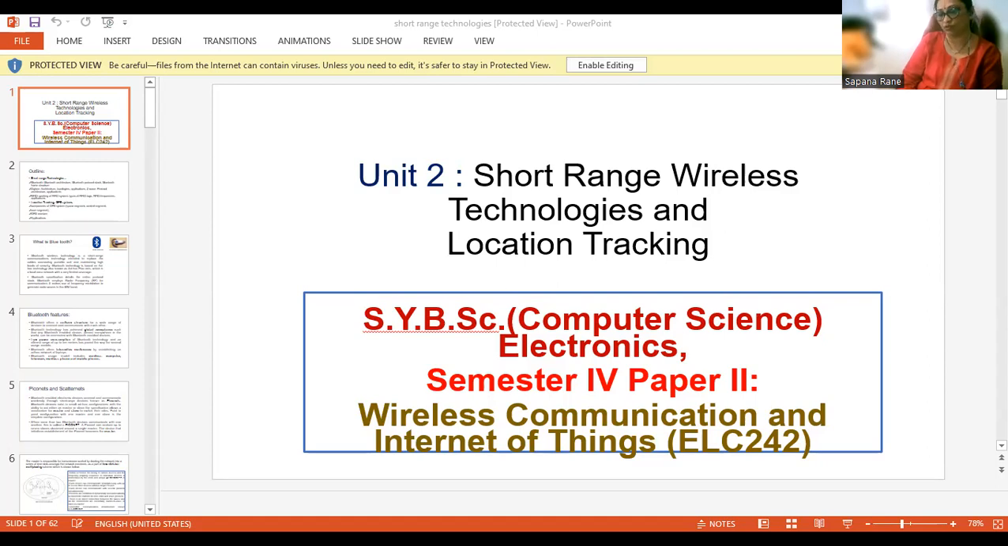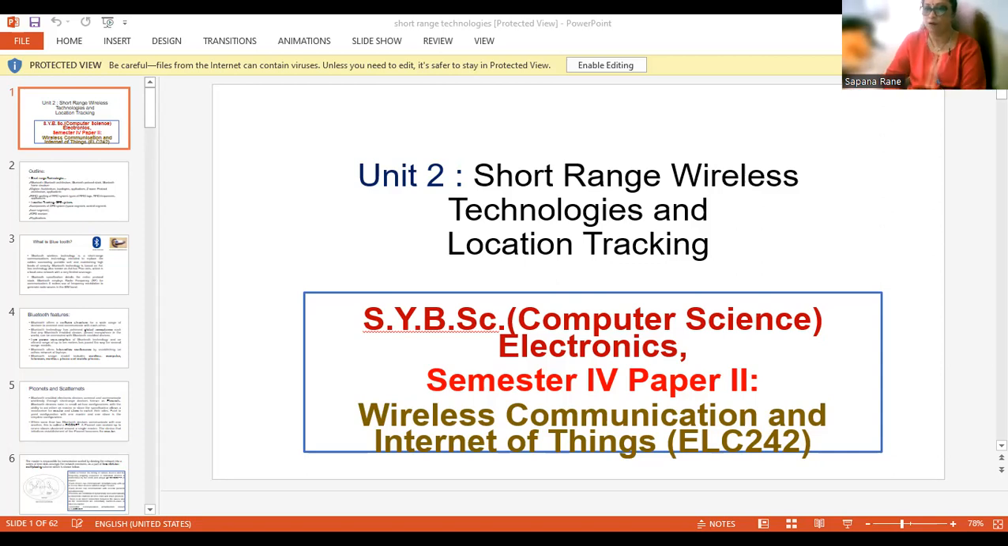So in this chapter we are going to study in detail Bluetooth, then Zigbee, radio frequency identification, and even Z-Wave we are going to study. And the second part of this chapter is location tracking, that is the GPS system, that we are going to study. Okay, so let us start with this.